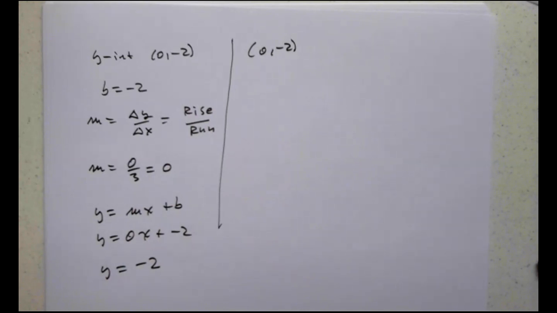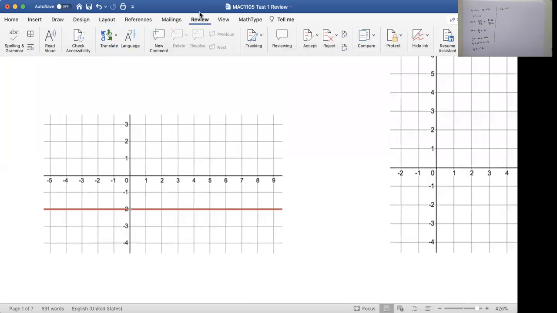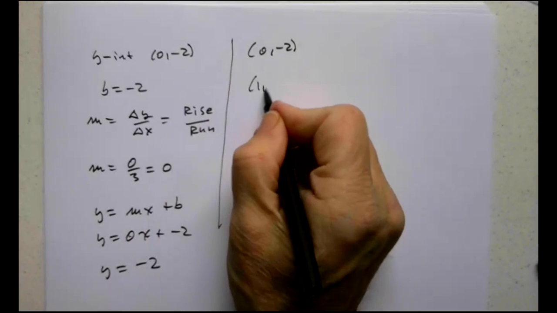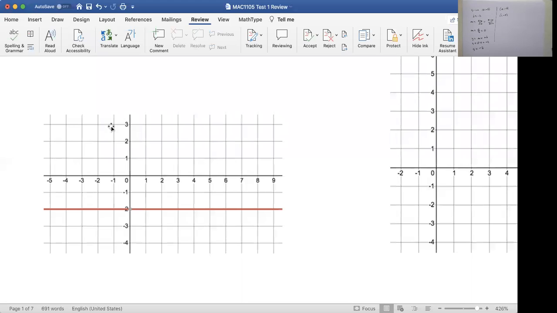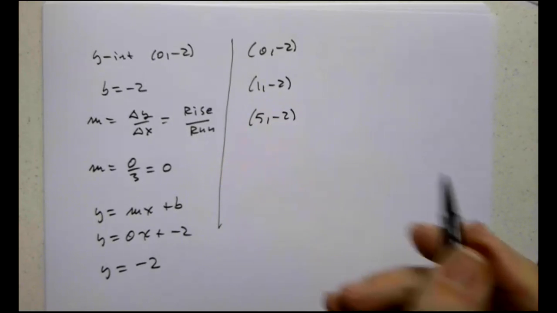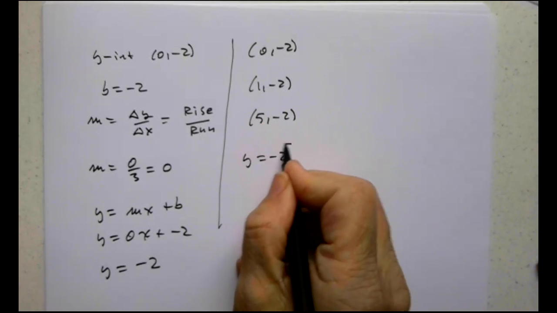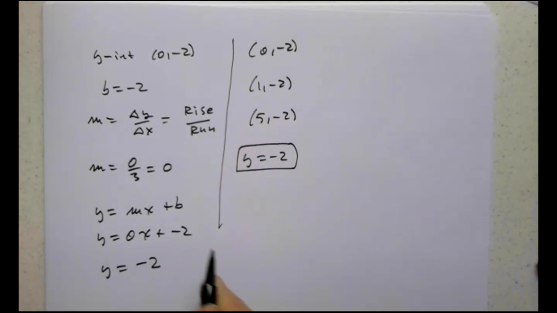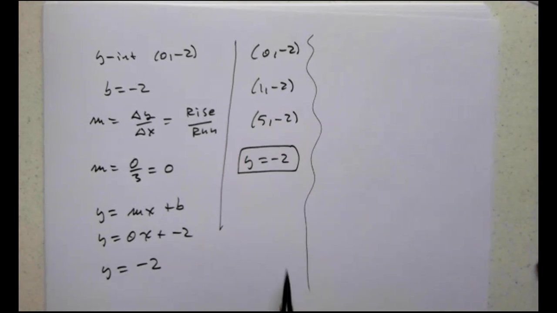What else do we have? This point is x is 1, y is -2. And let's do one more. Over here, this point is x is 5, and y is -2. So looking at this, you can see y is always -2, and that's our equation. Now, is this slope-intercept form, or is 0x plus -2 a better slope-intercept form? I don't have a real good answer for that. But the equation for the line certainly is y equals -2.